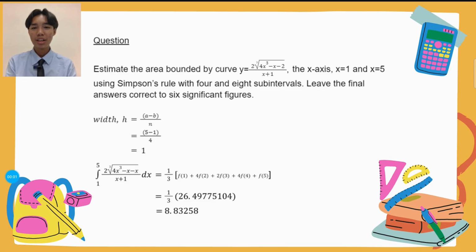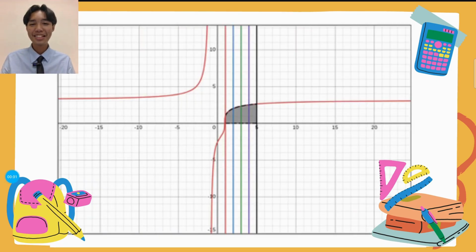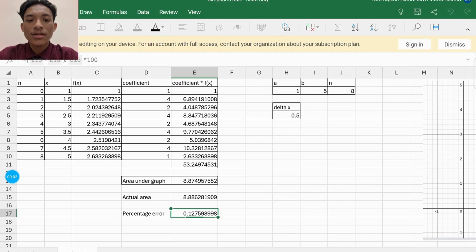So next, if we calculate manually by using the formula of Simpson's rule, we also get the same value as the Microsoft Excel gives. So here's the graph for 4 subintervals for this function. For my turn, I will be explaining 8 subintervals.